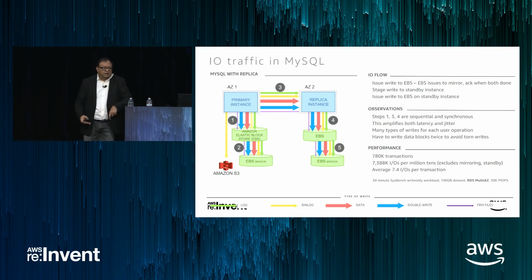That means that all of the latency is additive. All of the jitter is additive. There are lots of different types of writes for any user operation, and the data blocks themselves, which are the largest portion of it, have to be written twice. So on the 30-minute SysBench write-only workload, relatively small data set, with the largest number of PIOPS that were available at that time, we were able to run about 750,000 transactions, which averaged out to about 7.4 IOs per transaction.